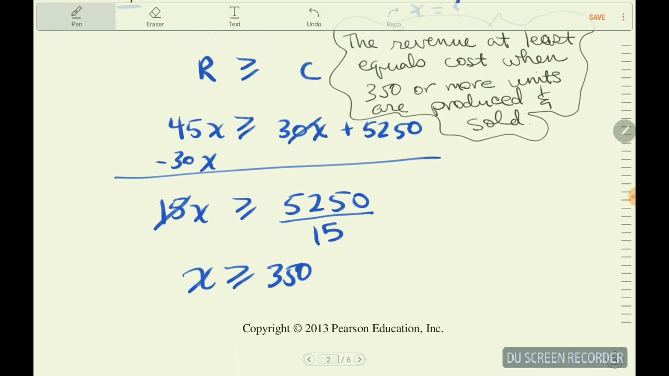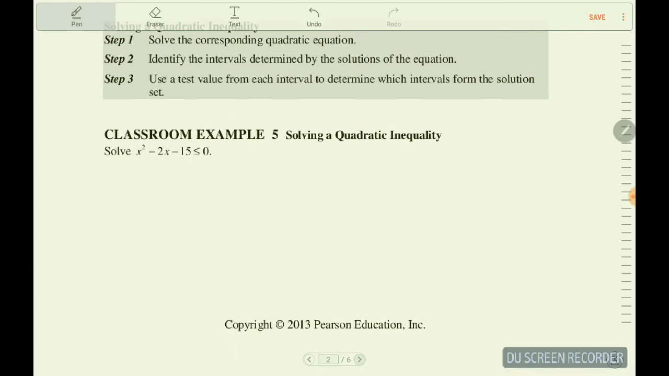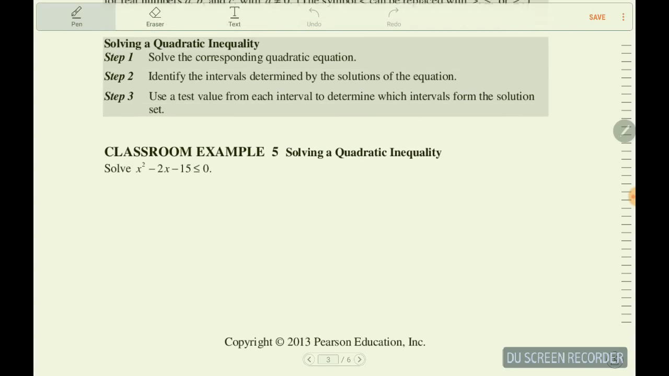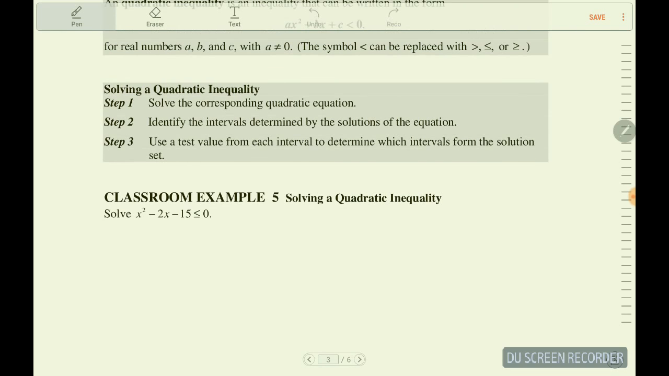So let's go on to another type of example. That was a linear. Those were both linear inequalities where there's only one boundary or X value, which means one interval. Now we're going to look at quadratic.